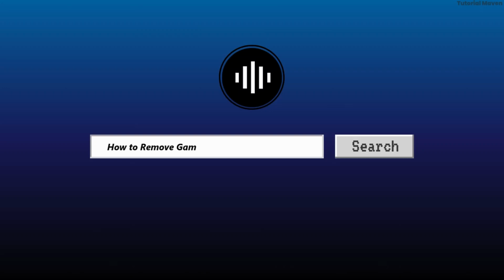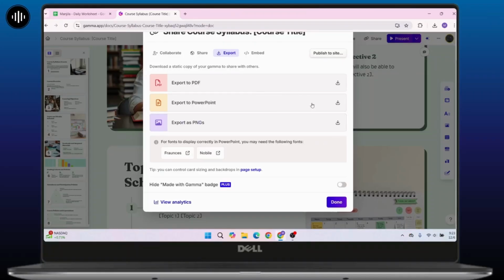How to remove gamma watermark from PPT. Now, whenever you try to export from Gamma, there is a toggle that says "Hide made with Gamma badge." For that, you need to pay in order to turn this toggle on. But if you want to continue without paying for it, then here is a trick.